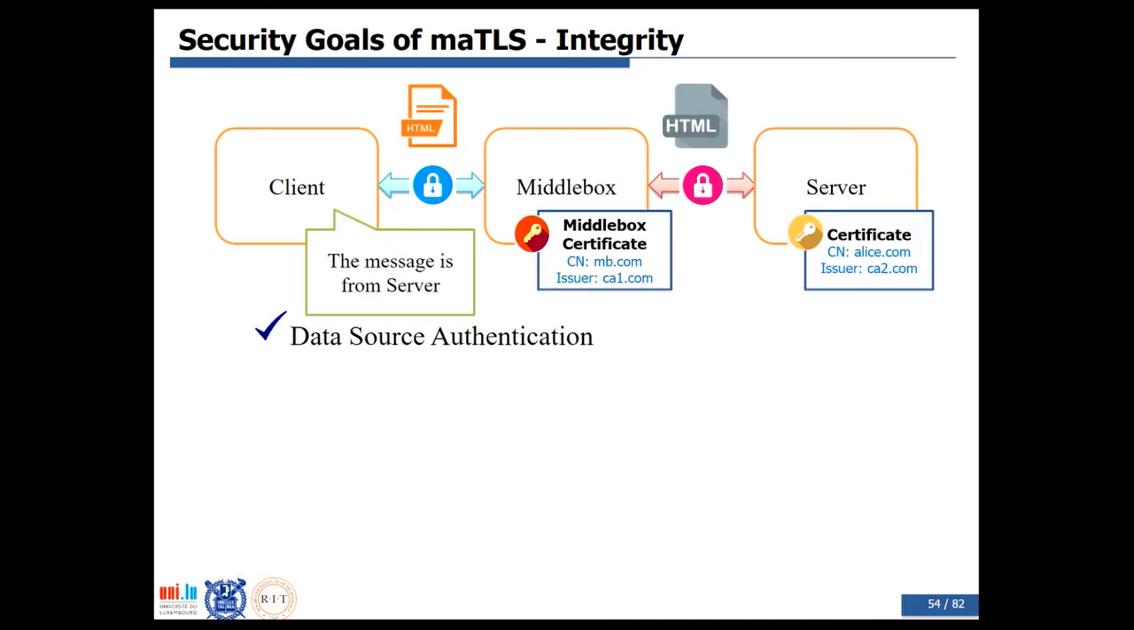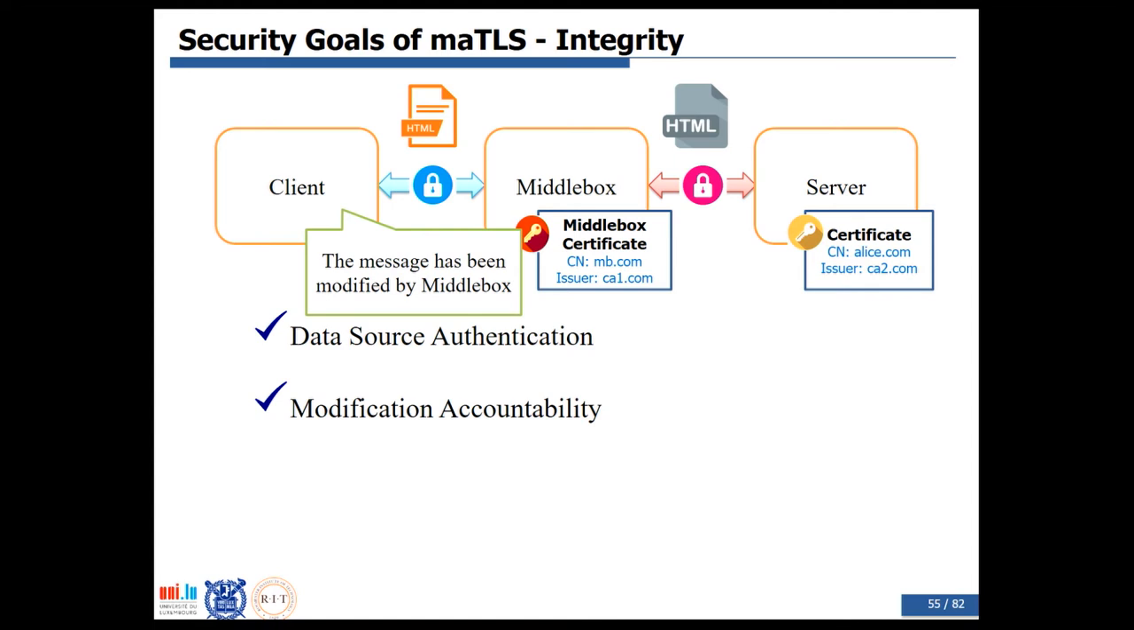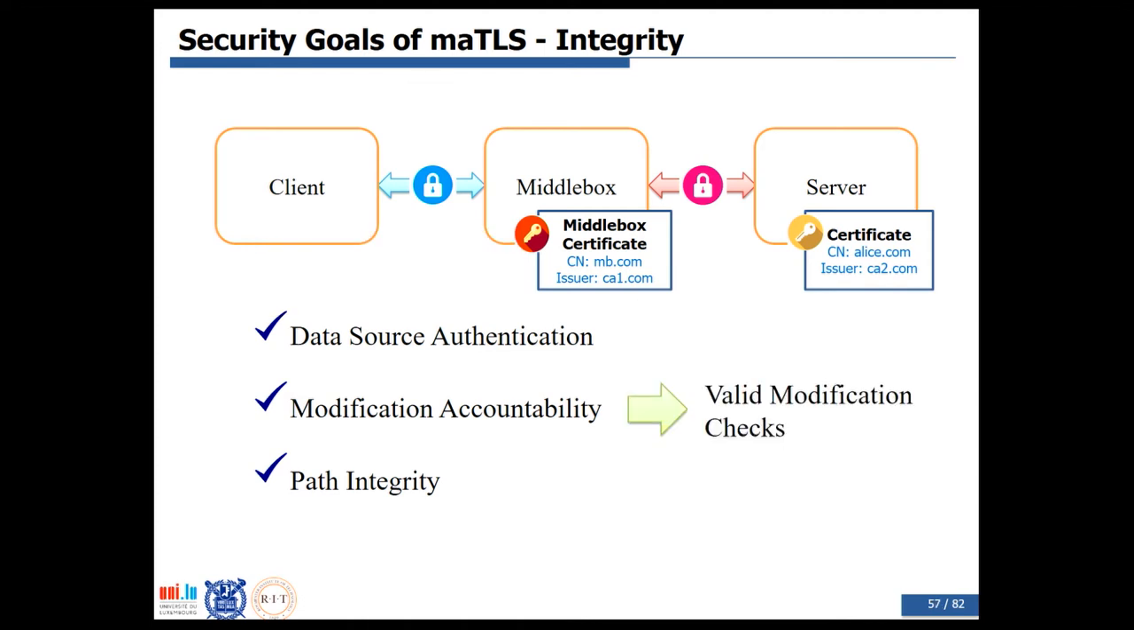Now let's move on to integrity. The first goal is data source authentication, a feature that a client should be able to confirm that a received message has originated from a valid endpoint, such as a server or web cache. And the fifth goal is modification accountability, in which a client should be able to understand which middleboxes have made each modification to the message. Finally, the message should be passed through the middleboxes in the established order to avoid any side effect. This goal is called path integrity, and they are achieved by valid modification checks.